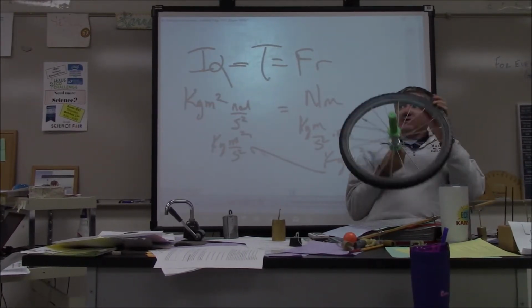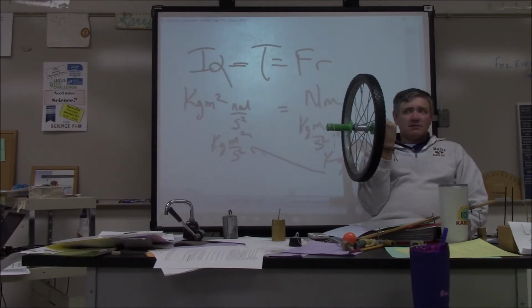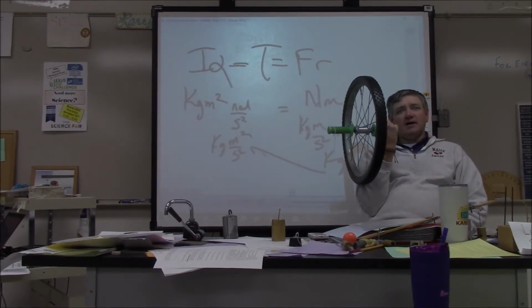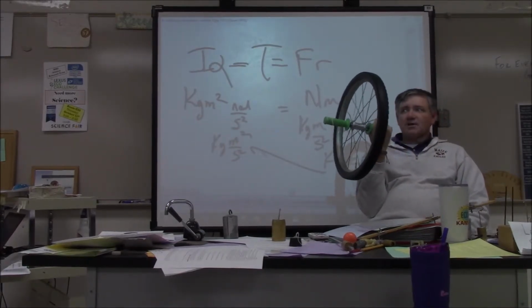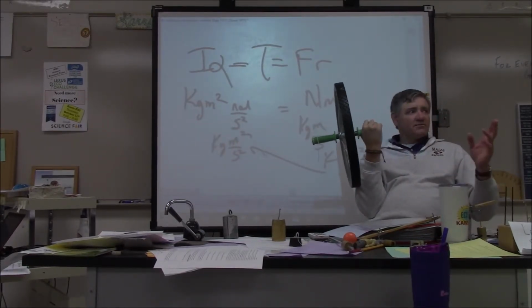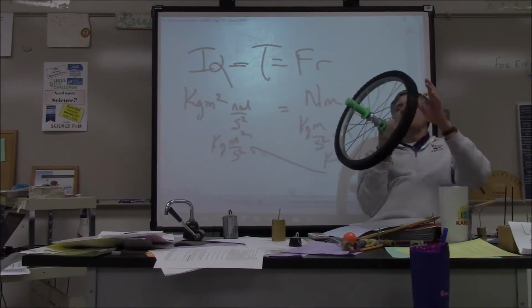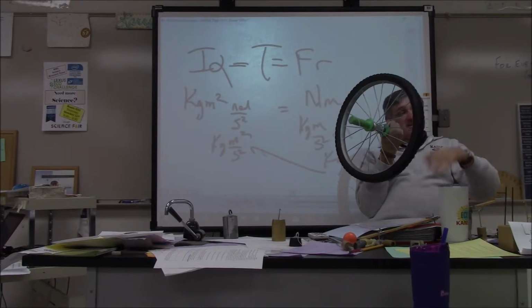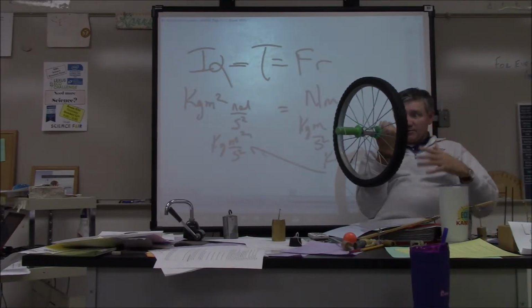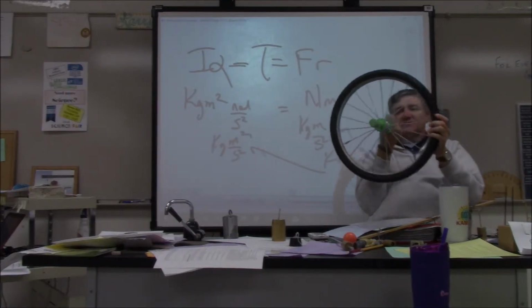Now, does this wheel have a moment of inertia? Yes. Does it have mass? Yes, trust me, it does. Has radius? Yeah, I think so, right? So I have mass and I have radius. Okay, here we're off to the races. This wheel actually has its weight concentrated toward the outside, so it has a relatively big moment of inertia because that mass is concentrated towards the outside.